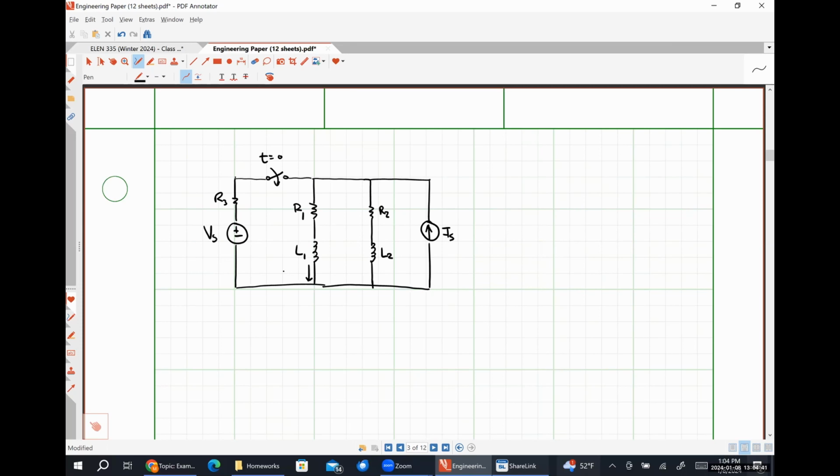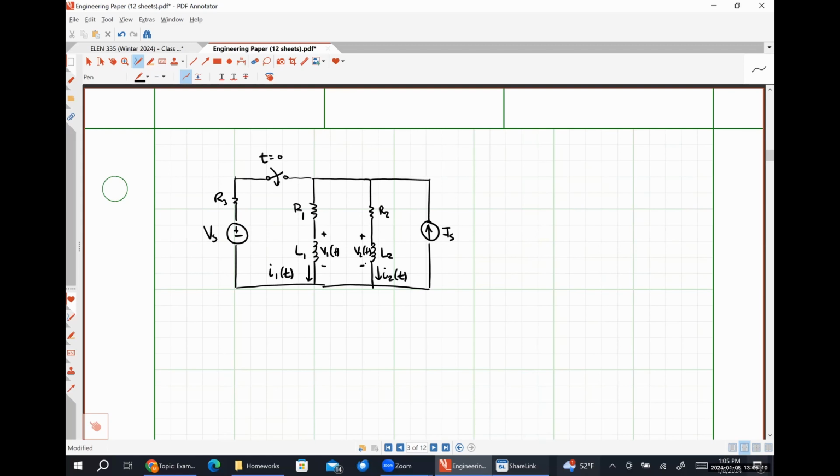All right, so let's just call this I1, and let's call this guy I2. This will be V1, and this will be V2. Hopefully this doesn't wind up being too difficult, right?